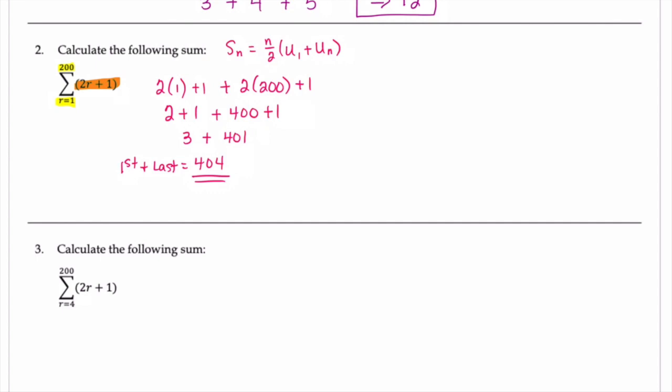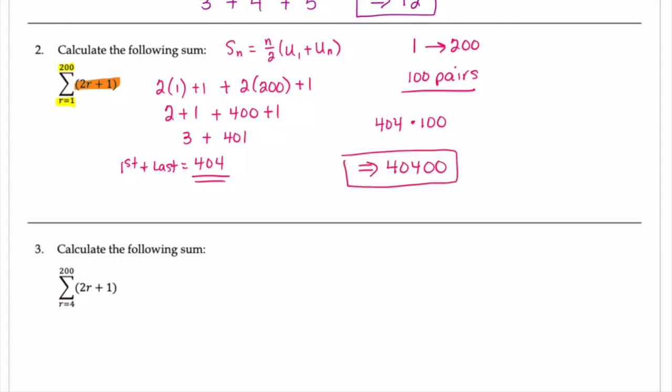Now what we want to do is figure out the number of pairs. We're going from the first term, 1, all the way to 200. How many pairs do we have? We have a total of 100 pairs, which means that we're going to take this sum of the first and the last and multiply that by our 100 pairs, giving us our sum, 40,400. Let's do one more, again similar but slightly different.